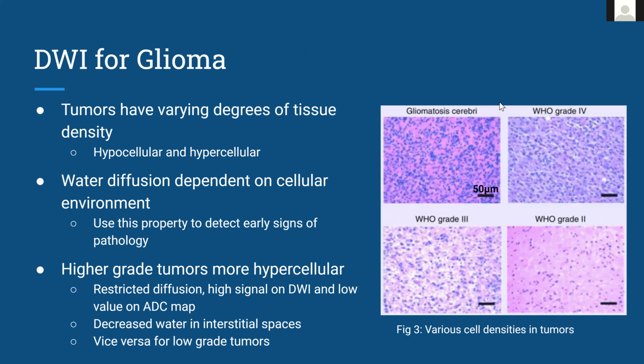For high grade tumors, you will get a high signal on your diffusion weighted image because there's restricted diffusion. The molecules will have less room to diffuse and therefore go out of phase. And therefore you will have a corresponding low value on the ADC map. However, for lower grade tumors, which are more hypocellular, you will have more water in the interstitial spaces, and therefore you'll have more diffusion and lower signal on the diffusion weighted image, but higher value on the ADC map.